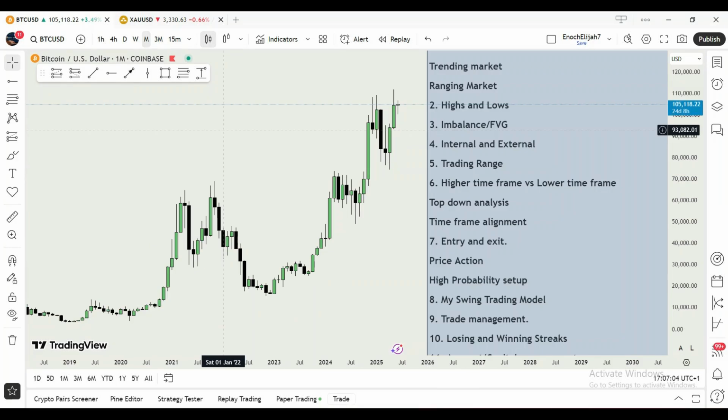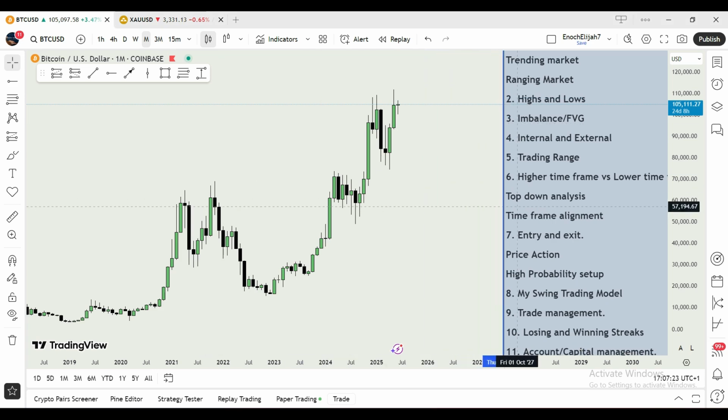All right, welcome back. Now, having discussed imbalance and a value gap with you, now we're going to move to internal and external range liquidity. Internal and external range. What does that mean? Let me show it to you.